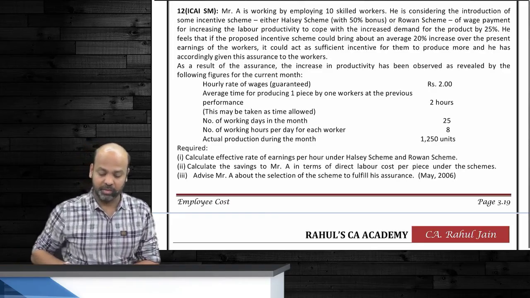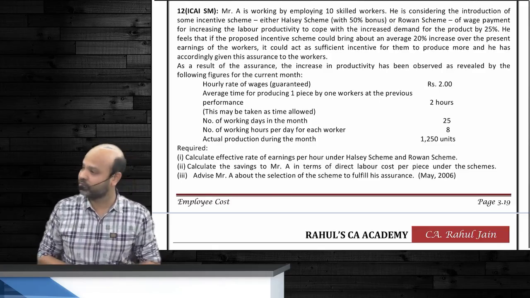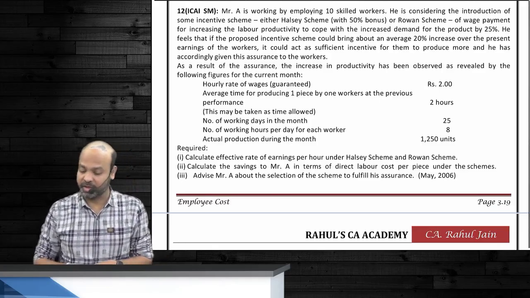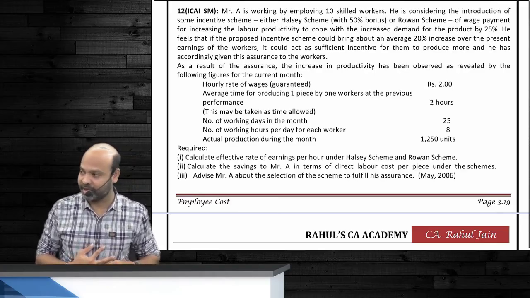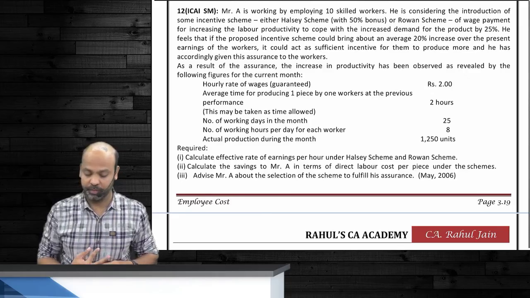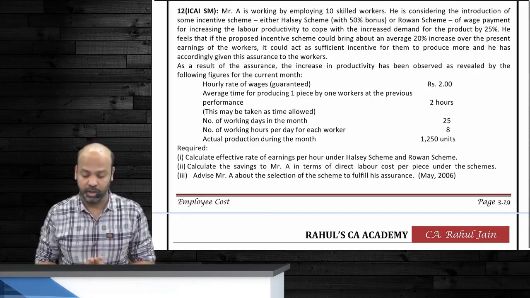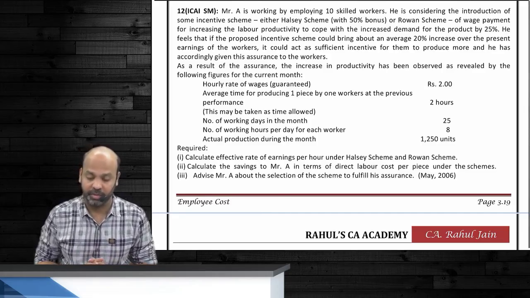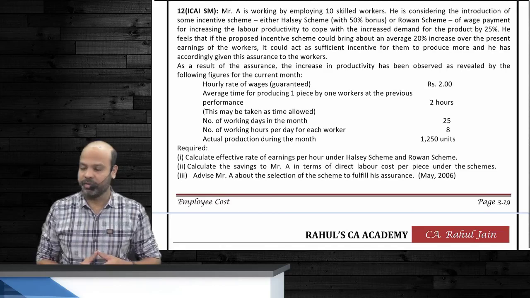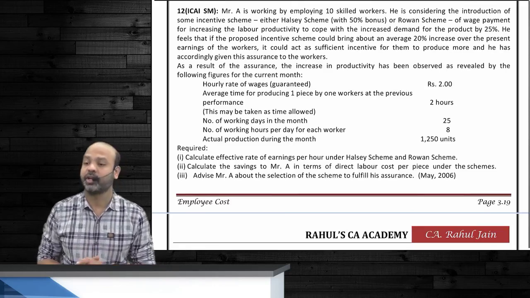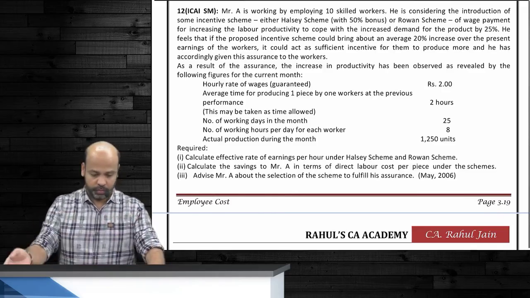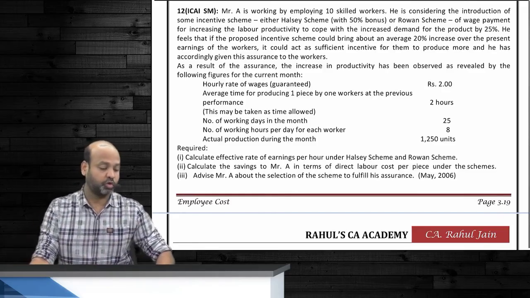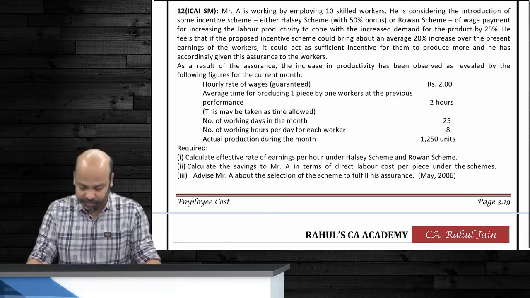Mr. A is working by employing 10 skilled workers. You know what is skilled worker, right guys? He is considering the introduction of some incentive scheme, either Halsey or Rowan, of wage payment for increasing labor productivity to cope with the increased demand for the product by 25%. So demand for the product has increased by 25%. You want the workers to manufacture more, but to ensure that they manufacture more, you should also give them an incentive.